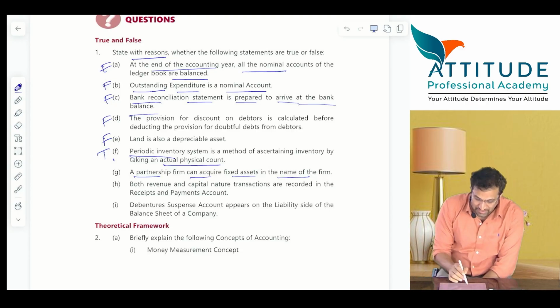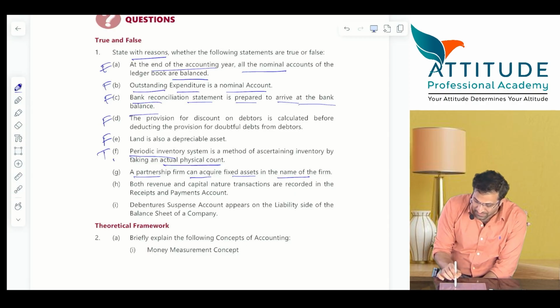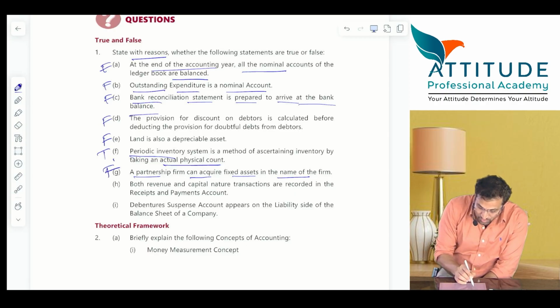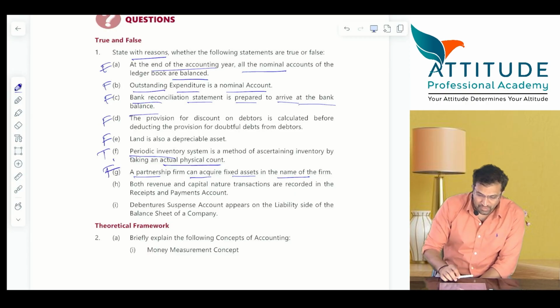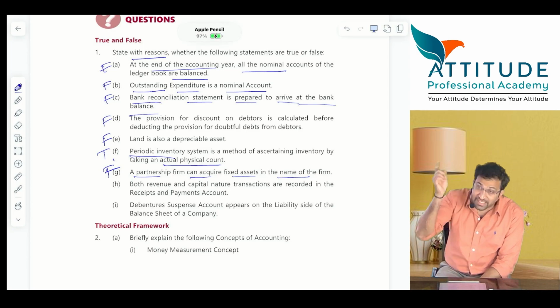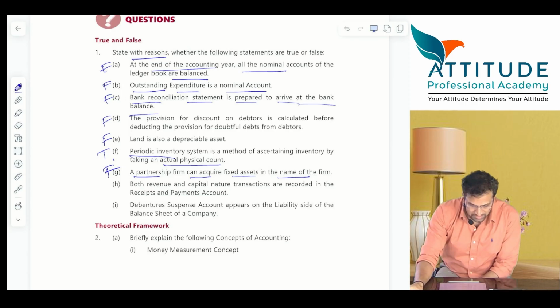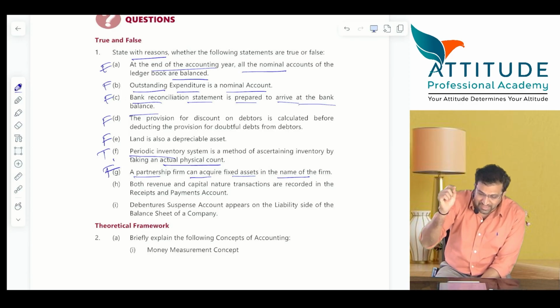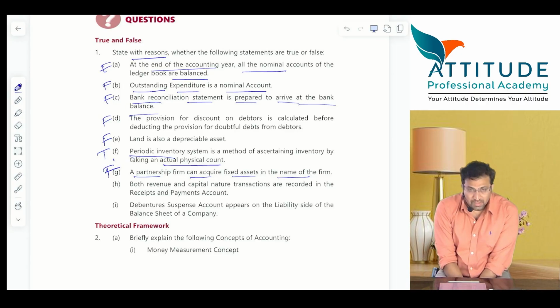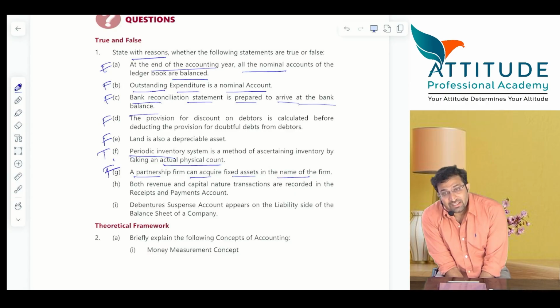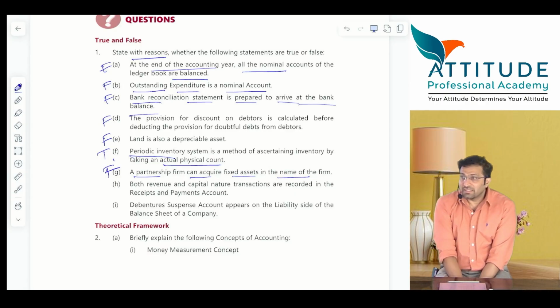So the statement is: the partnership firm can acquire fixed assets in the name of the firm. It is false. Why false? Understood? Right there. False. Reason? Partnership firm cannot acquire fixed assets in its name. This is important. Since it is not a separate legal entity.